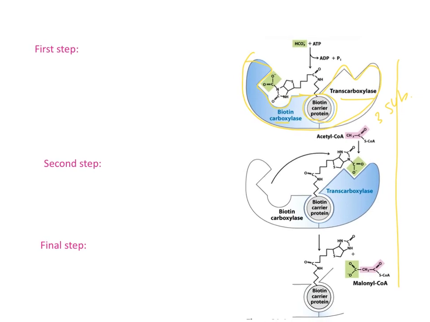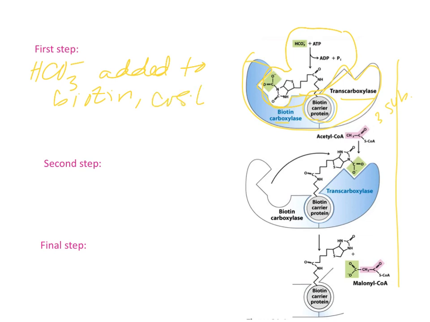Okay, so the first step that happens is that the bicarbonate, or the HCO3-, is added to biotin, which if you'll remember is vitamin B7. This costs an ATP because it's energetically unfavorable to force that CO2 or HCO3 onto the biotin. So this costs us an ATP to ADP and Pi for every bicarbonate that's added.